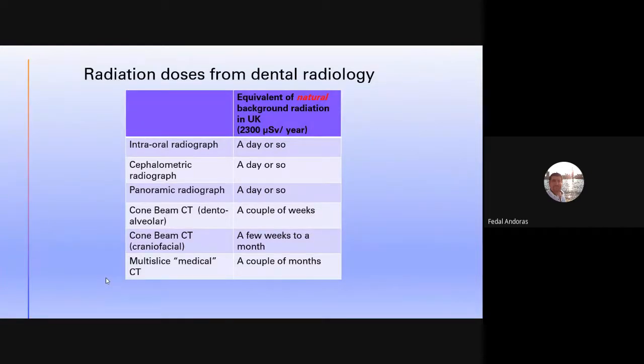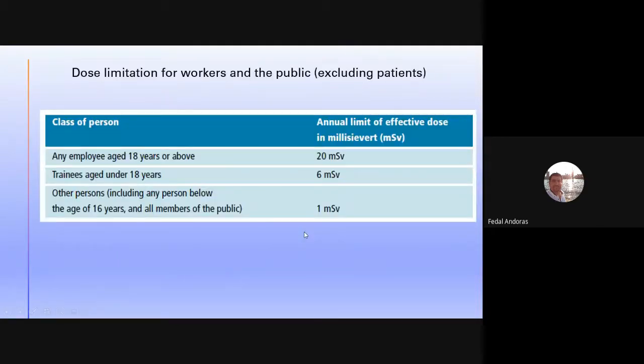This is roughly, if you take an intraoral radiograph or cephalometric or panoramic and so on, how much it will resemble in days. This is a vague generalization. If you take an intraoral, it is as if you took cosmic for 1 day; cephalometric or panoramic, 1 day or so; cone beam, about a couple of weeks; cone beam CT for craniofacial, about a few weeks to a month; multi-slice medical CT, about a couple of months. That is the amount of extra radiation you take. We will repeat this next week, this is very important.